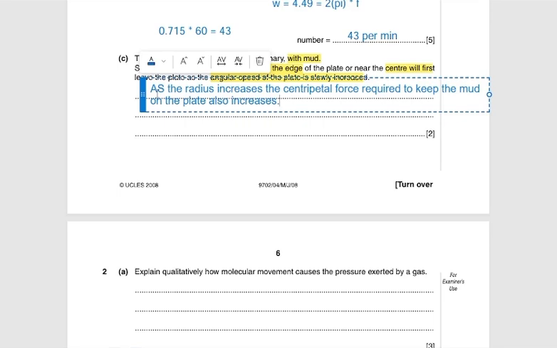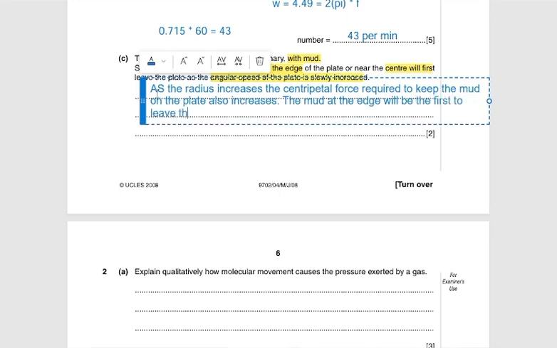So as a result, it cannot keep on increasing. So at a certain point, the mud at the edge will be the first to leave the plate, because the one that's near the center requires very little centripetal force, very little frictional force to keep it there. But as the radius increases, more and more frictional force is required, and it cannot keep on meeting its requirements. So it will be the first one.